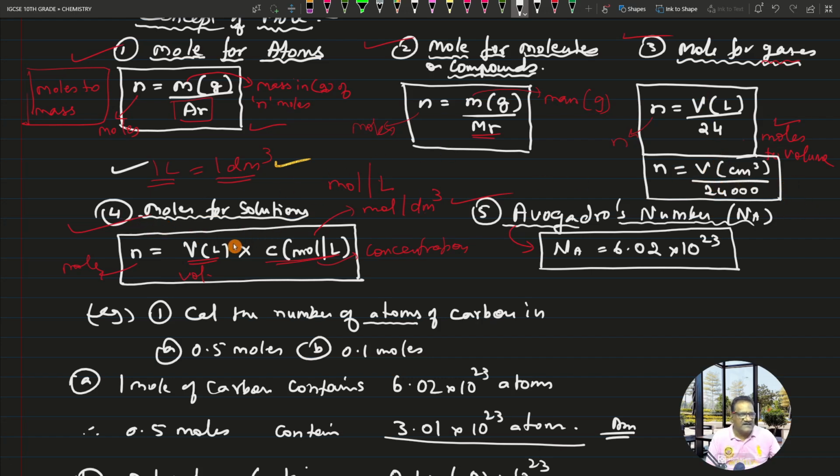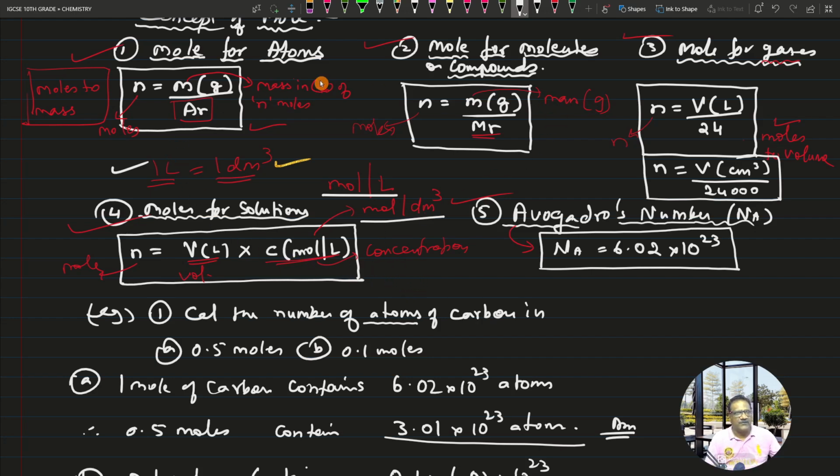And the fourth formula is pertaining to the solutions. Okay, then the formula says that n, that is the number of moles, is equal to the volume in liters again, multiplied by the concentration of the solution. Now remember, your concentration of any solution, okay, has to be in mole per liter or mole per decimeter cube. Okay, as I told you, liter and decimeter cube are one and the same. So if that is the unit, then the formula will be number of moles n is equal to volume in liters multiplied by the concentration in moles per liter, right?